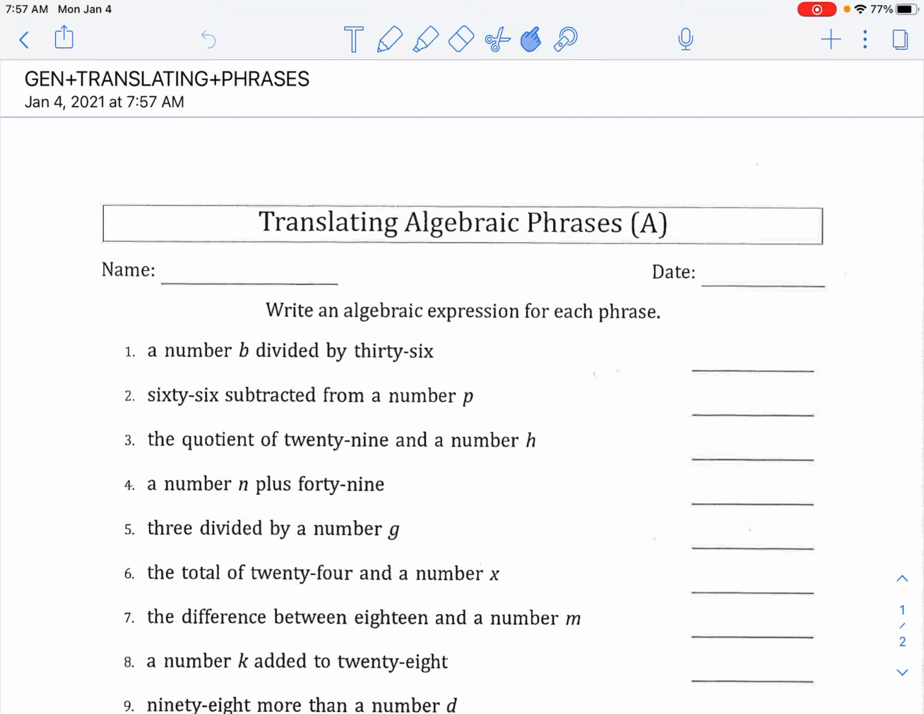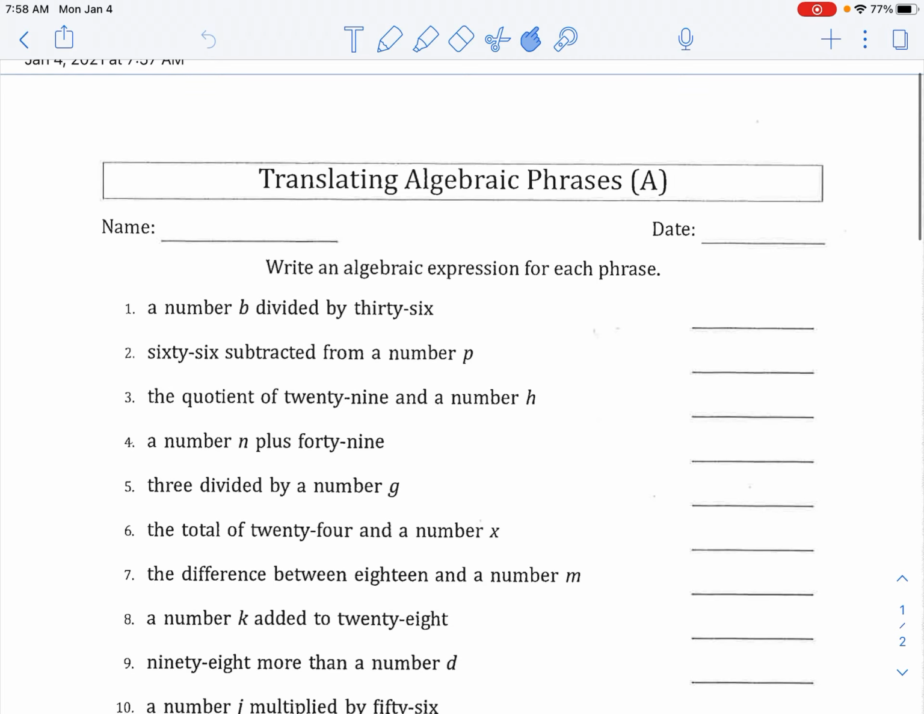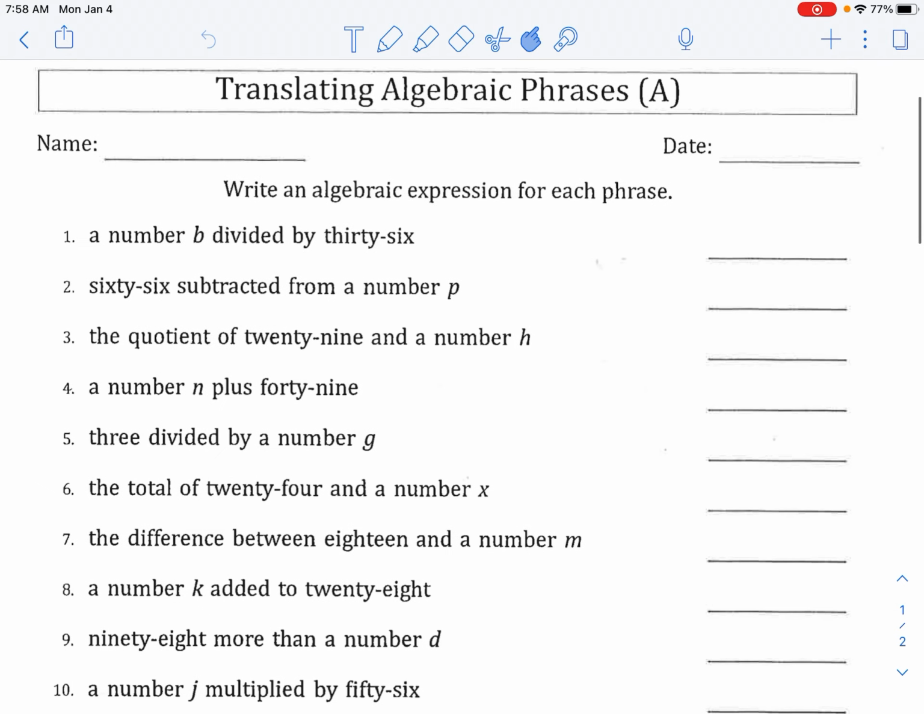Good morning, everyone. All right, so we're going to talk about something new today, and that is called translating algebraic phrases. So the first thing that you need to do is think about what our operation words mean. So we're going to try to decide if this is going to be an addition, subtraction, multiplication, or division expression.